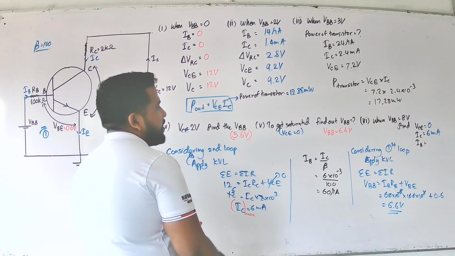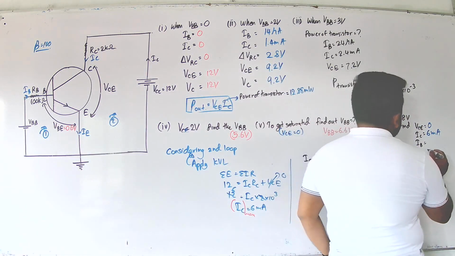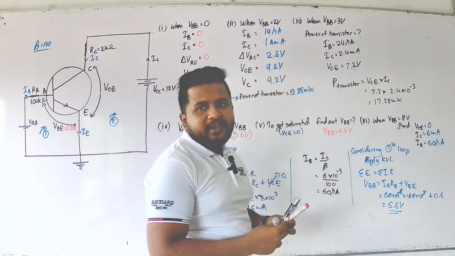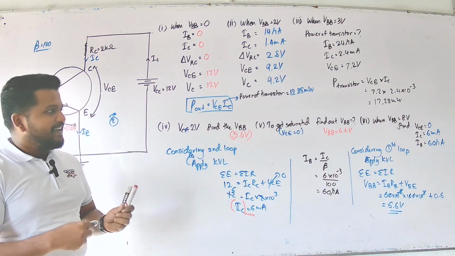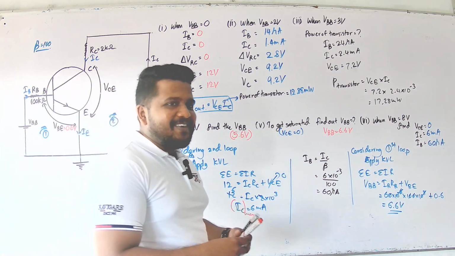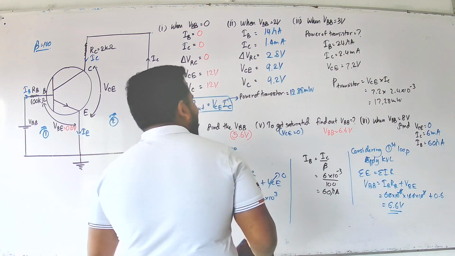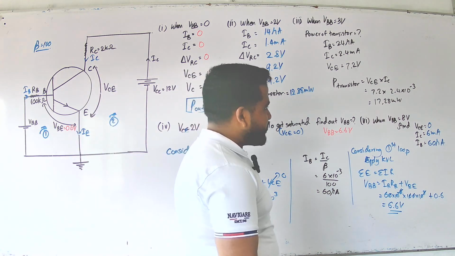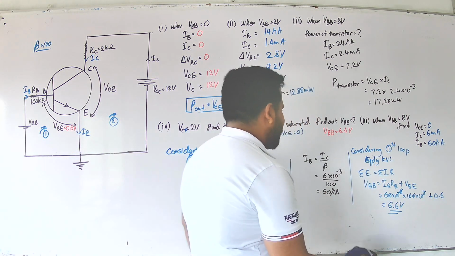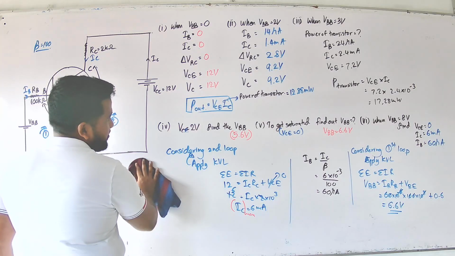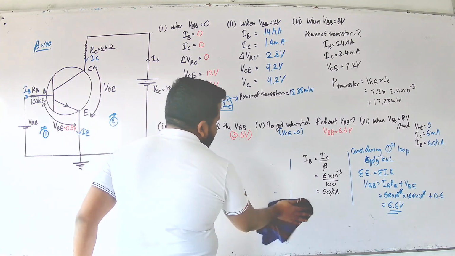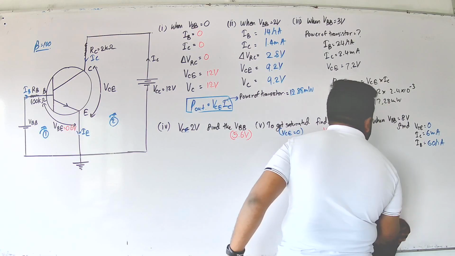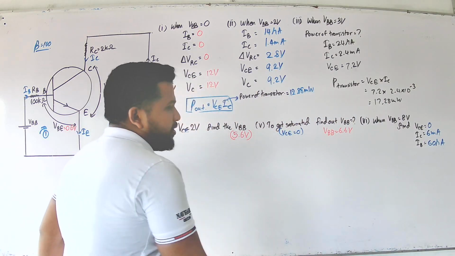That means IB equals 60 micro. After saturation, they are the same. Okay. We need to take an idea about what the saturation region is.